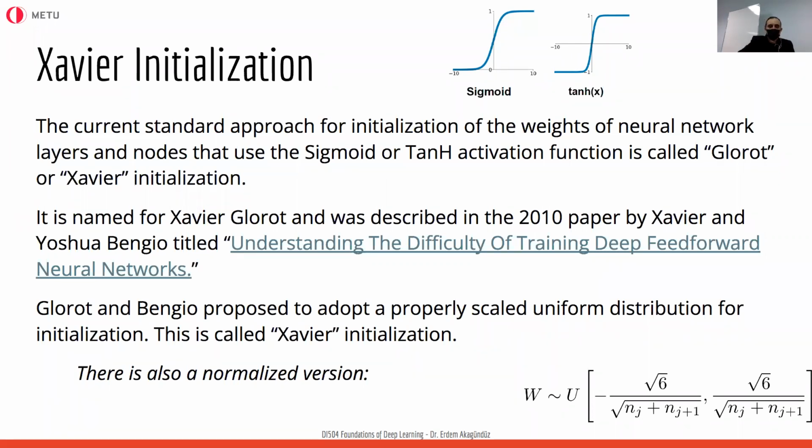If the activation function is tanh, we usually use Xavier or normalized Xavier, where you don't only use the input value to that layer, you use the input value and the output value of that layer as well, because J plus one is the input to the next layer. So you take the number of inputs and the number of outputs of that layer into account when calculating the normalized Xavier version. Why? We are not getting into the details of it, okay?